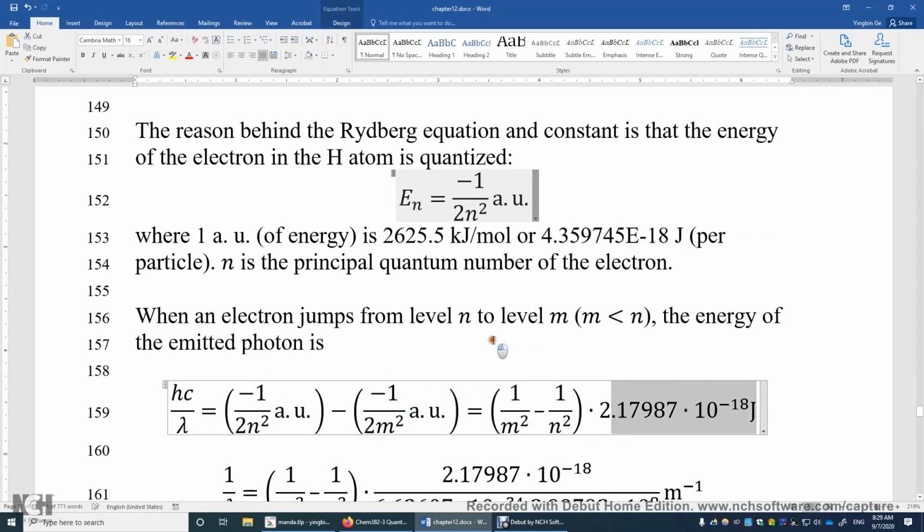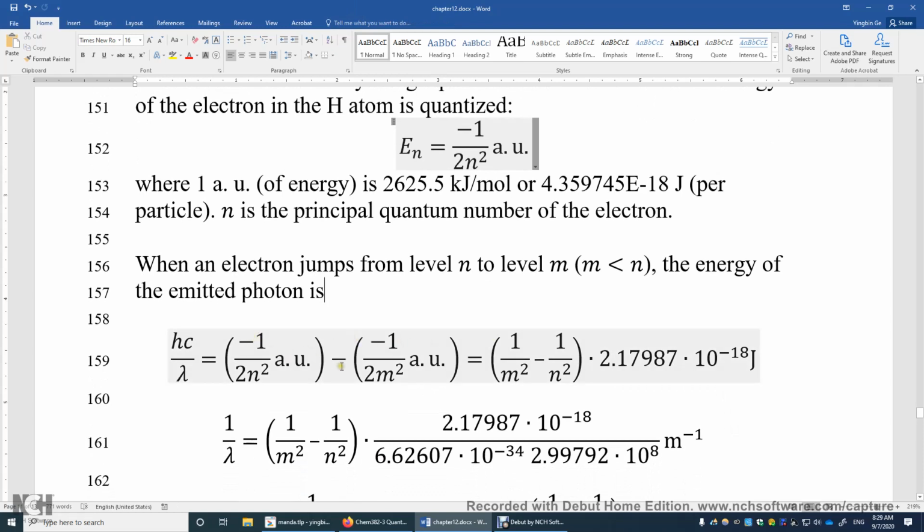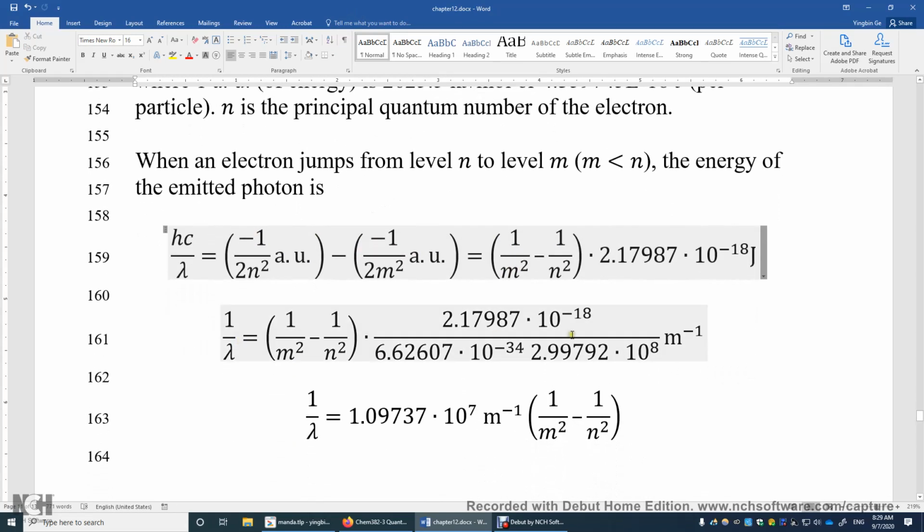We get a number here. And make sure you cancel the negative signs properly. And then you have 1 over m squared in front of 1 over n squared. And then we get this nice equation. We plug in all the numbers. We have this number here, and we have hc down there. This is the Planck constant. This is the speed of light.